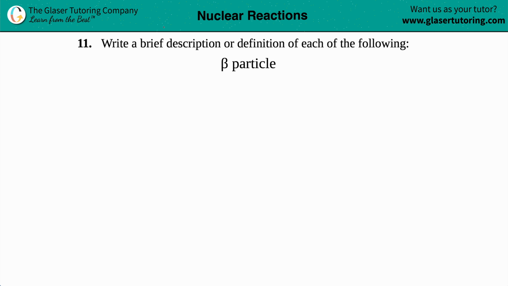Number 11, write a brief description or a definition of each of the following, and then we have the beta particle. Okay, so this little symbol right here, I mean, it kind of looks like a B, right? But we don't pronounce it as B particle, we pronounce it as beta. So this is just from the Greek letter of B, right?